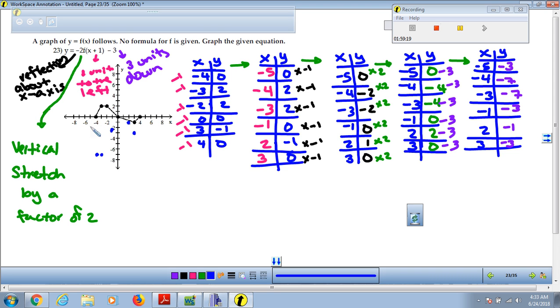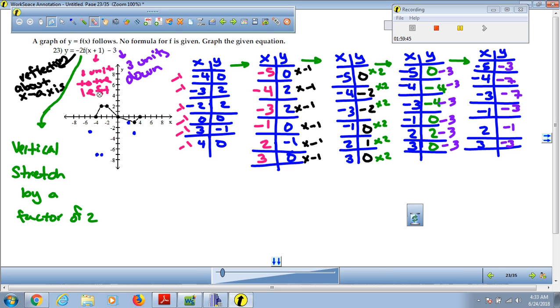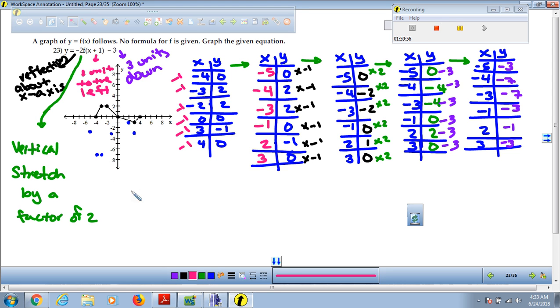So -5 is right here with -3. That was the first point. And then -4, -7, and then -3 and -7, and then -1 with 3, there, and then 2 -1, and 3 -3. Okay, I think it makes a little bit more sense.